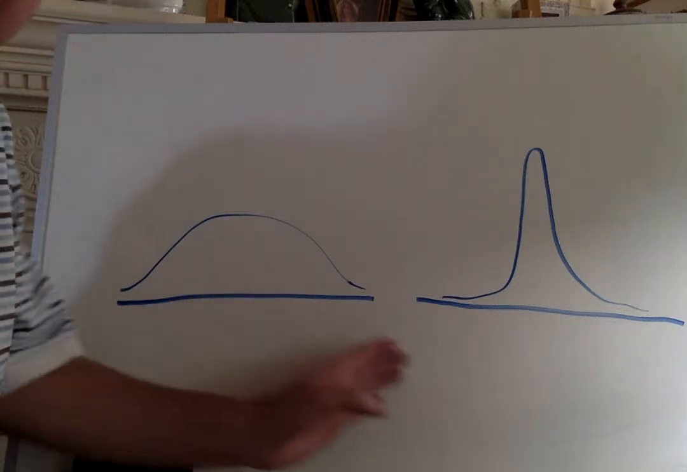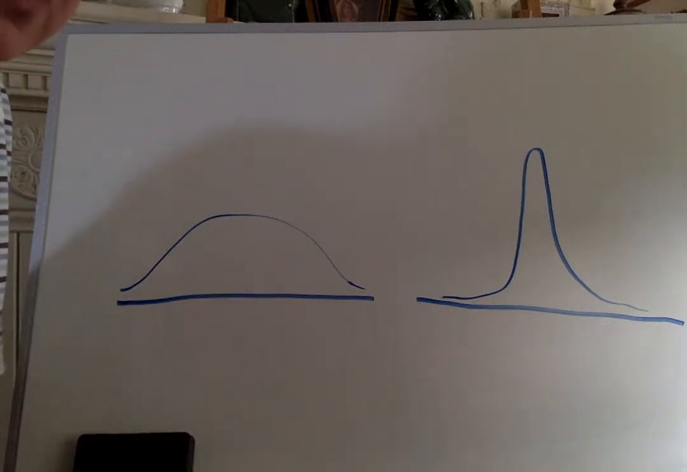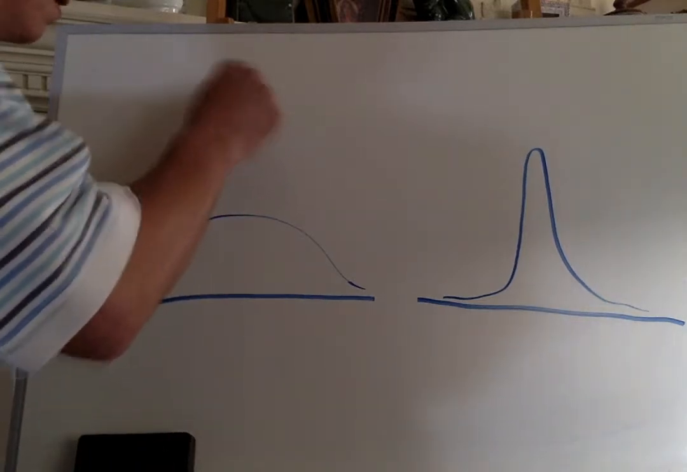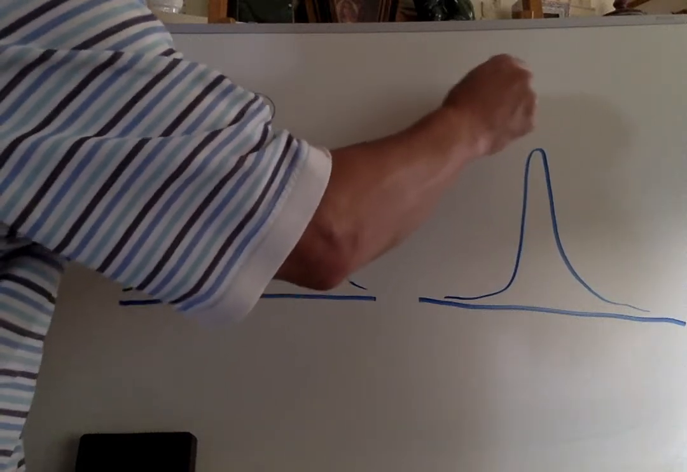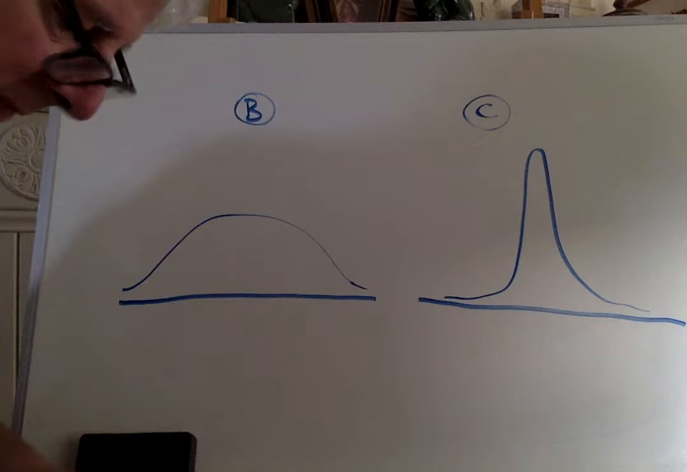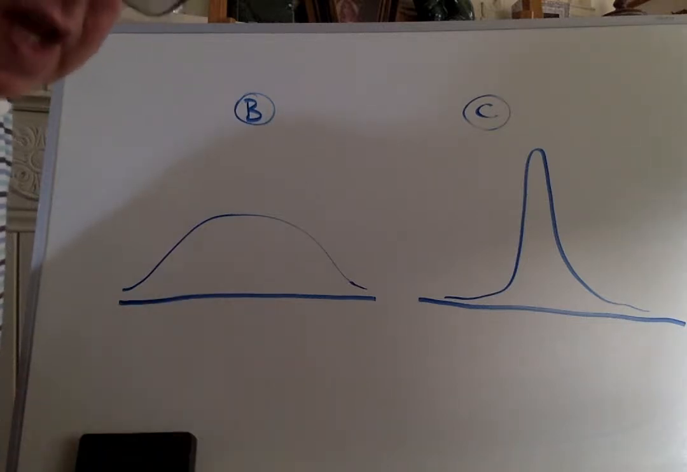So we're going to start with these two examples, two different distributions of scores. Let's call this one B. Let's call this one distribution C, just because we've used A and B before, and we'll just do B and C.